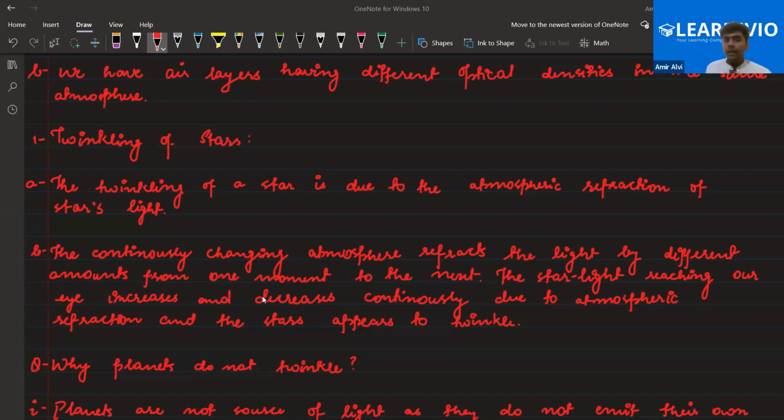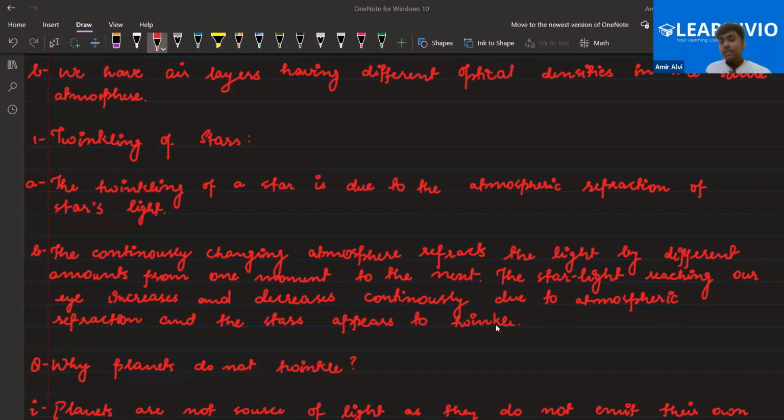Due to that, the refraction will not be very regular. It will keep changing. Sometimes it will bend more, sometimes less. So the starlight reaching our eye increases and decreases continuously. If it bends more, the light coming towards the surface will be of less intensity. If the refraction is not that much, the intensity will increase. So continuously due to the atmosphere, the star appears to twinkle.